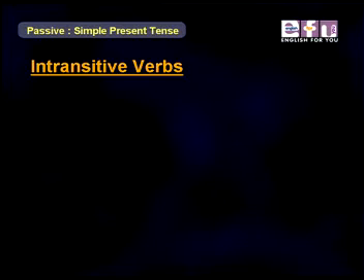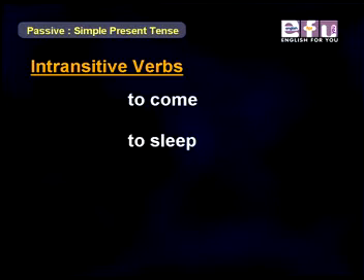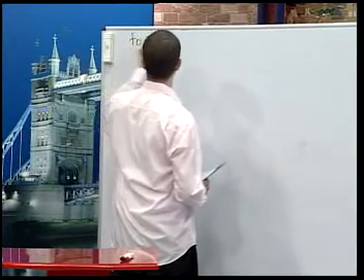Intransitive verbs. Right, for example, to come. There is no object after the verb come. To sleep. To walk. And to fall. Some verbs are often followed by certain prepositions, and they are used in the passive.